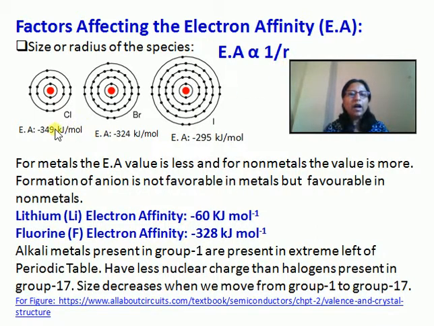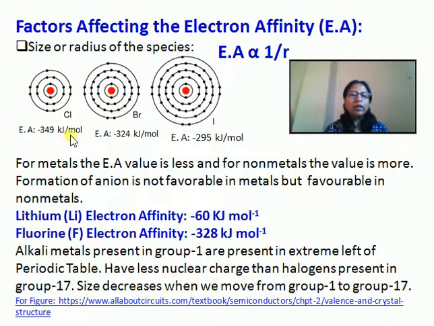So look here: chlorine, bromine and iodine. If we go from chlorine to bromine to iodine, the size of the atom increases, and look at these electron affinity values. For chlorine, it is minus 349 kilojoule per mole. For bromine this is minus 324 kilojoule per mole, and for iodine it is minus 295 kilojoule per mole. That means the amount of energy released for the formation of chloride is the most favorable process among these three atoms, because the amount of energy released is more in the case of chlorine.